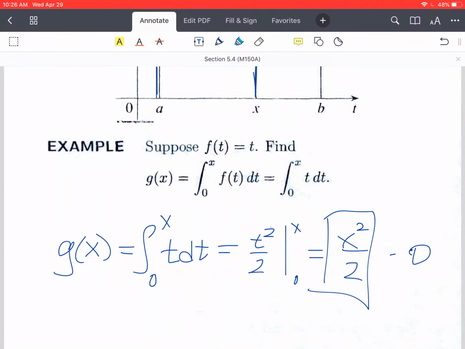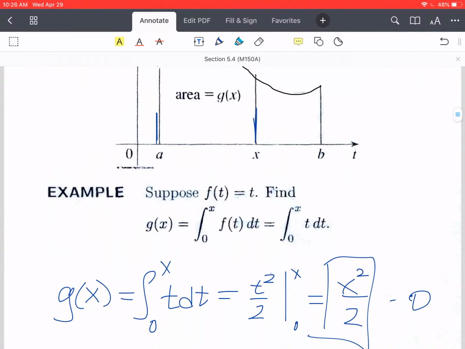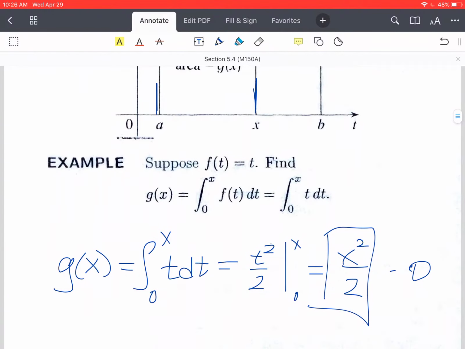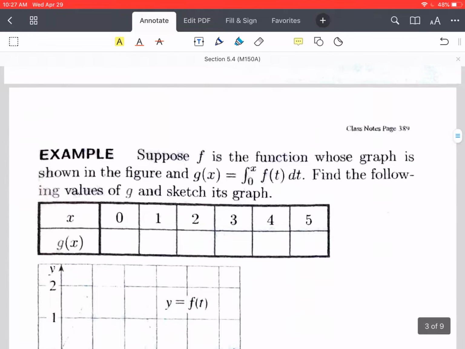But that's our function. That's the function g of x as determined by the integral. So we can use this to now determine area under the curve, just by plugging in different values of x, and that will give us different areas over different intervals. Okay, so let's look at another example, a little more graphical.